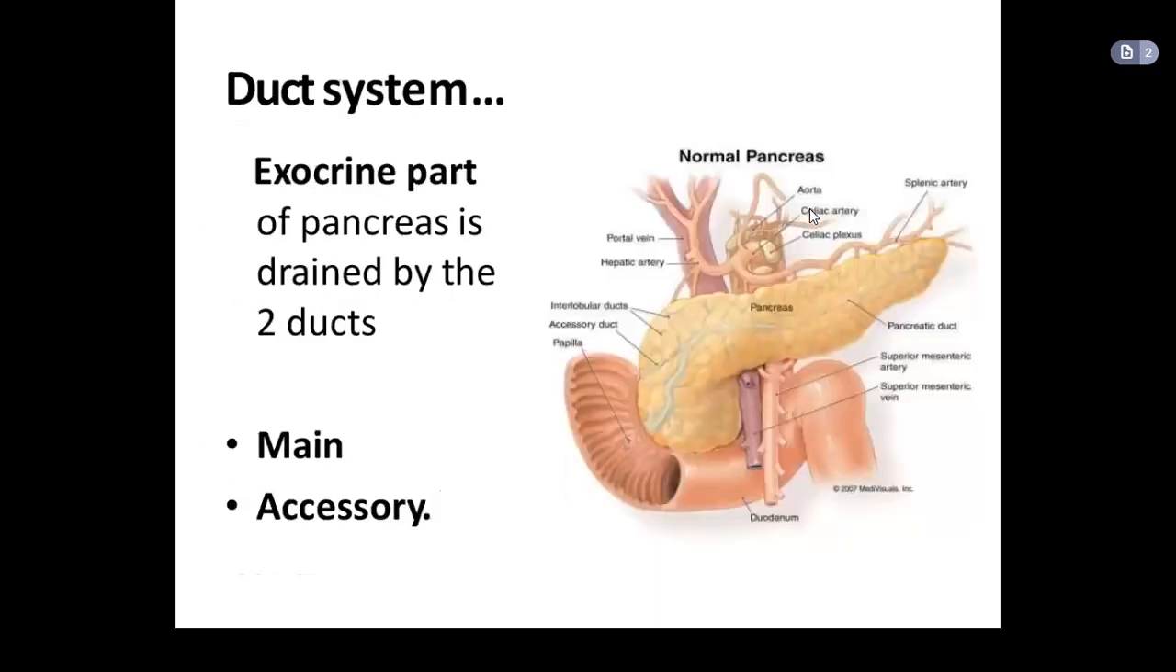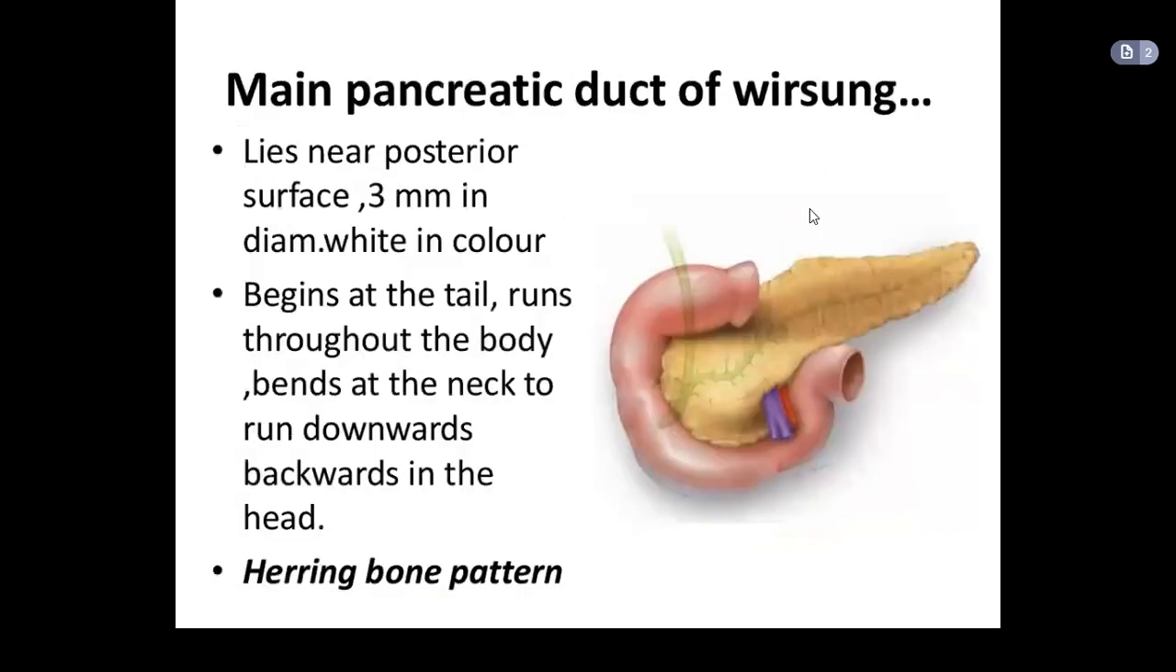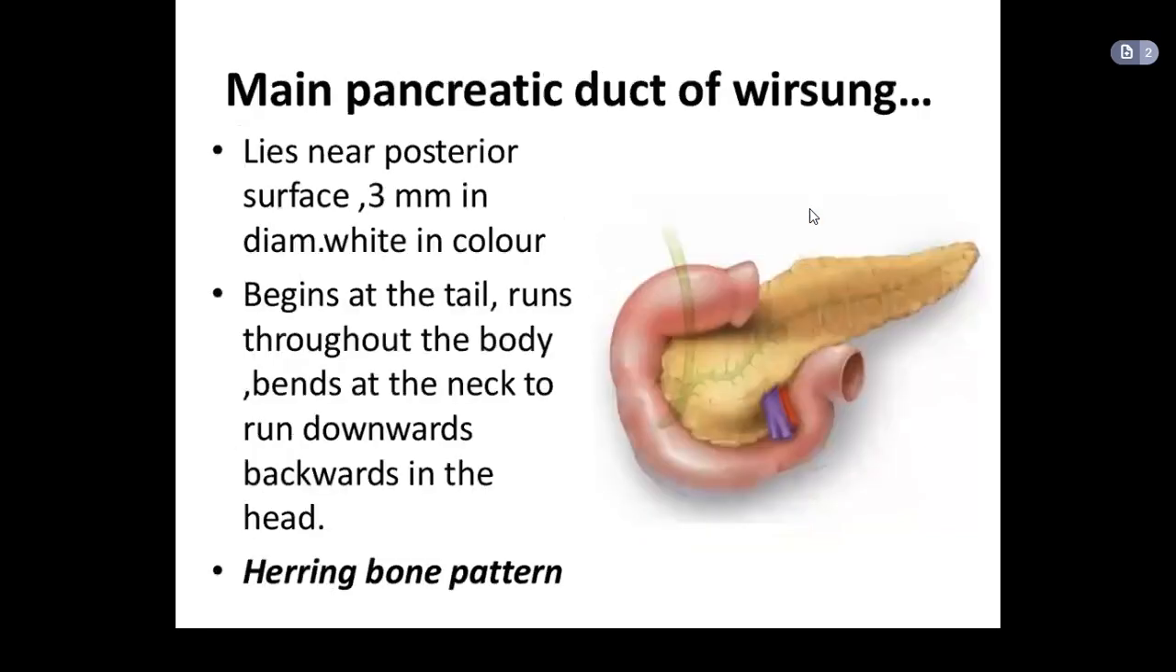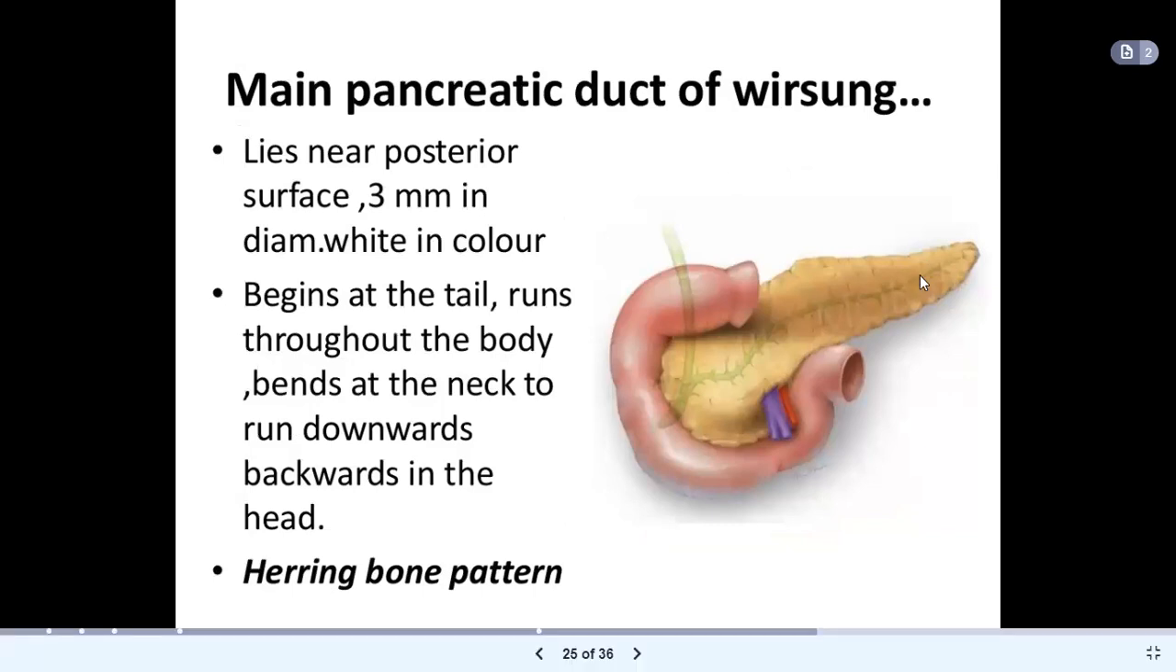Coming to the duct system of the pancreas. The exocrine pancreas is drained by two ducts. We have the main pancreatic duct, which is known as the duct of Wirsung, and the accessory pancreatic duct, which is known as the duct of Santorini. The main pancreatic duct begins in the tail portion of the pancreas by the union of a number of small ducts.